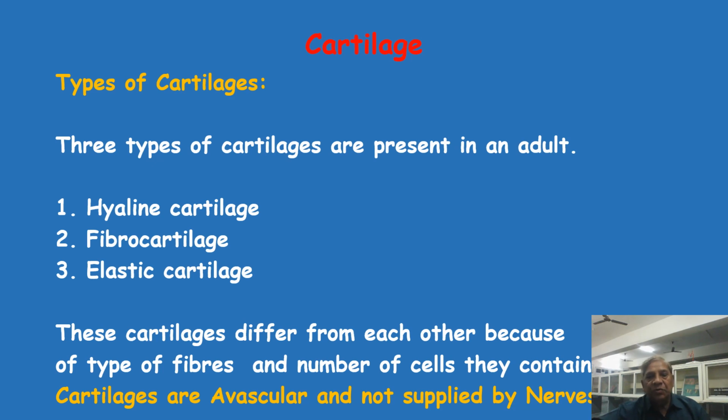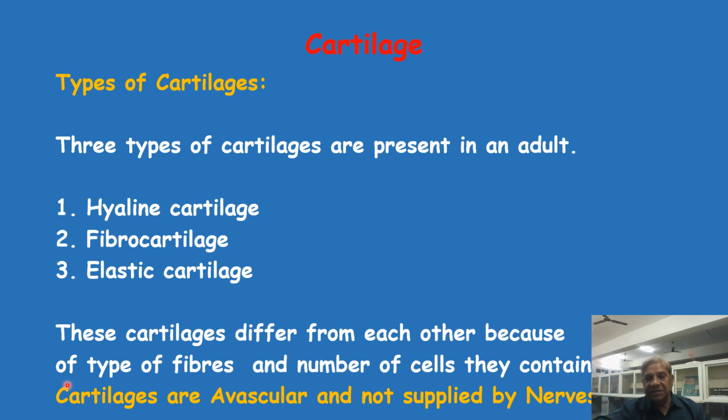Number one, which is most frequently found, is the hyaline cartilage. Number two is fibrocartilage, and number three is the elastic cartilage. You can change the order. It may be hyaline cartilage, then elastic cartilage, and lastly fibrocartilage. Now these cartilages differ from each other. Why are there three differences? Though all three cartilages consist of the three components: cell, chondrocyte, fibers, and ground substance, it is the component of fibers which differs from cartilage to cartilage.